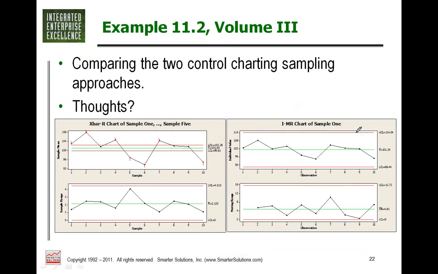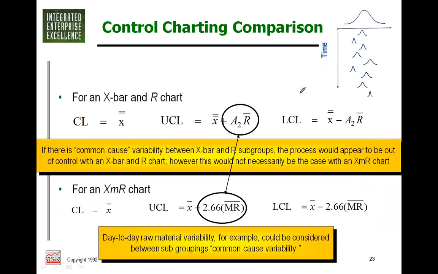Now, let's compare our two control charting methods that we had. We had the X-bar and R chart originally, and we had an individuals chart here. Same process. We just sampled from it differently, and we got completely different opinions about how our process was doing relative to stability. Now, why is that? Well, let's look at the equations in order to answer that question.